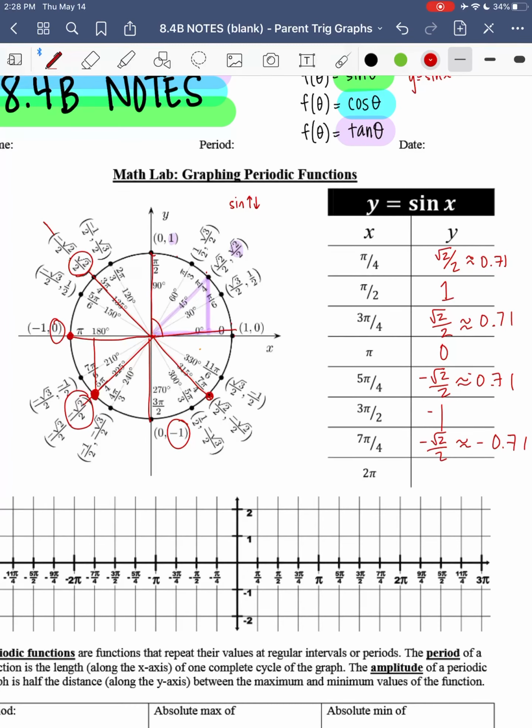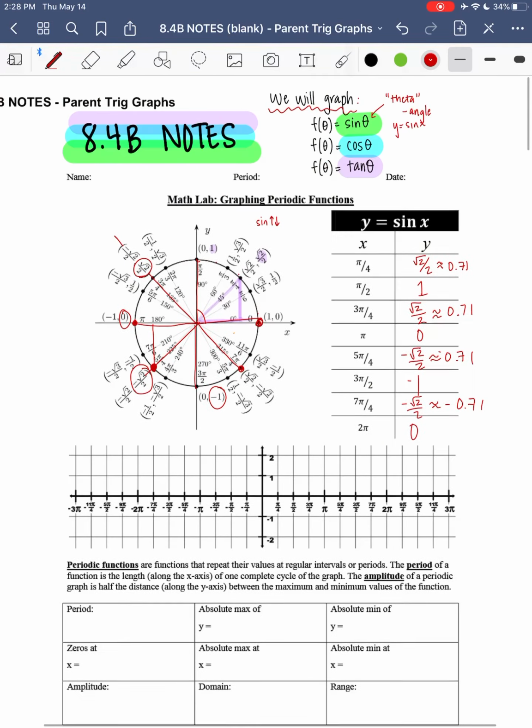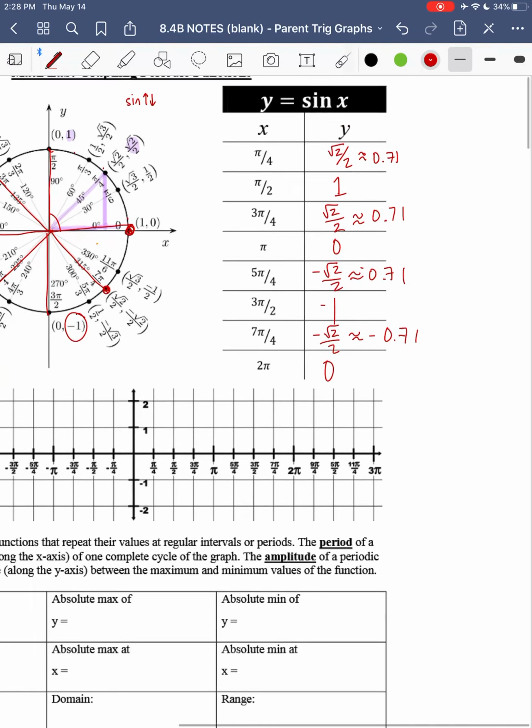And by the time we get back to 2 pi, we're sitting right where we started on the x-axis, so we're 0 above or below. So those are our values, and now we're going to graph them right here on this graph that they gave us.